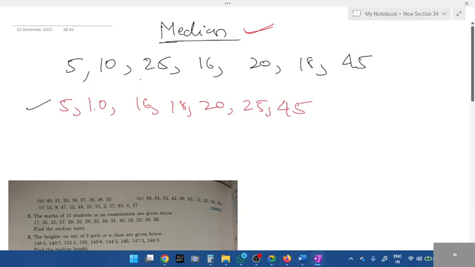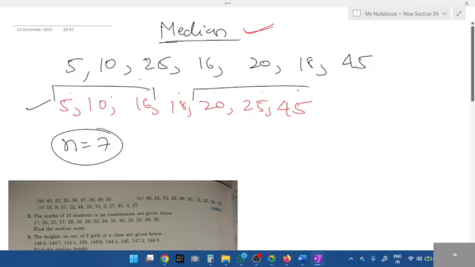First point, arrange it in ascending order. Second point, count the number of terms. How many terms are there? How many observations? Total how many observations, students? n is equal to 7. Once you find the observations, tell me the middle term. Here we have 3 values and here 3. The middle value is 18. The answer is 18. This is known as median. Is it clear?